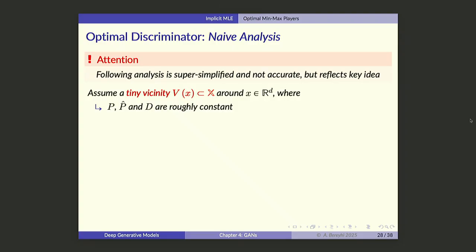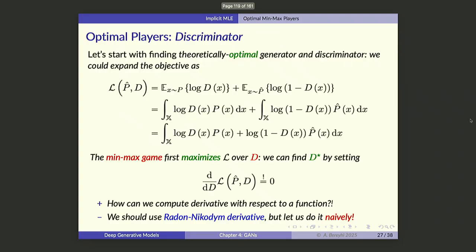So what is the idea here? I wanted to just maximize this term, right? This integral with respect to d. The thing that I'm going to do is focus on one particular point x right now, OK?